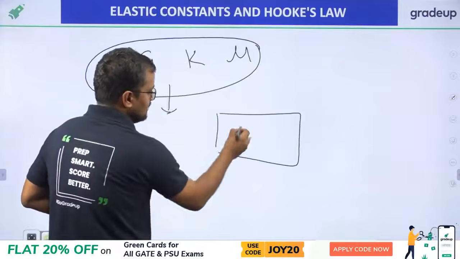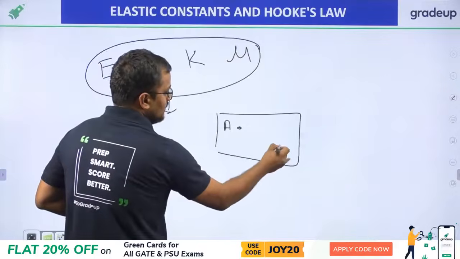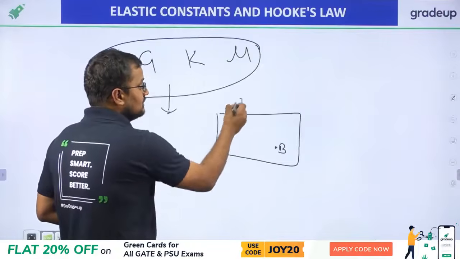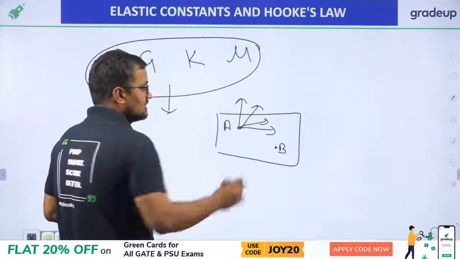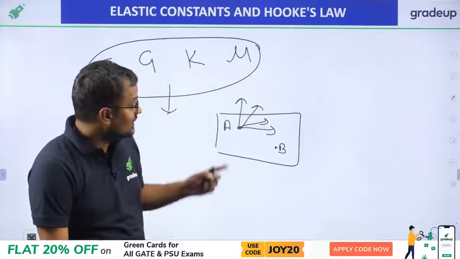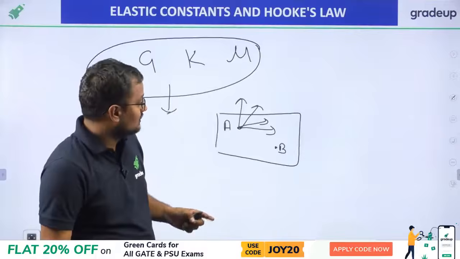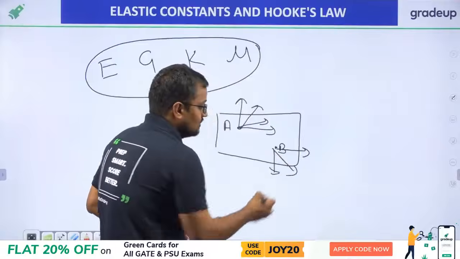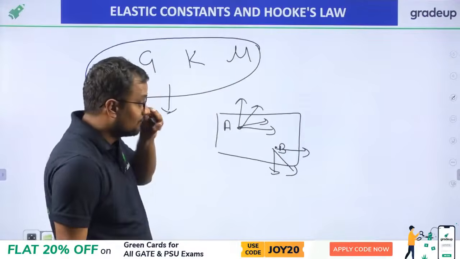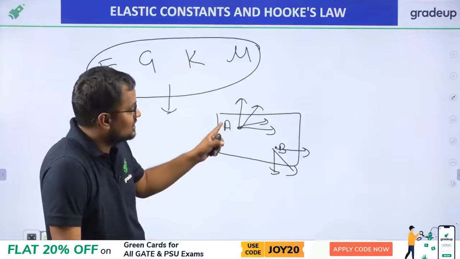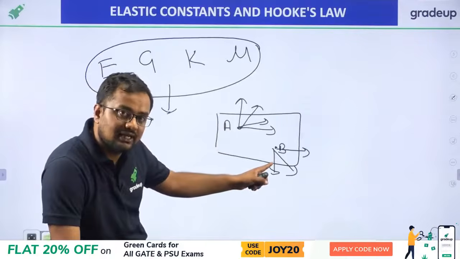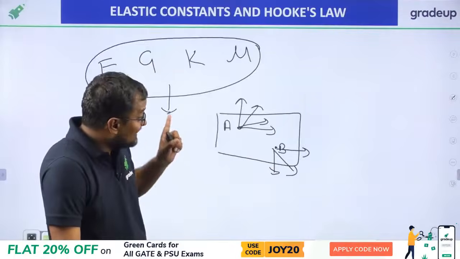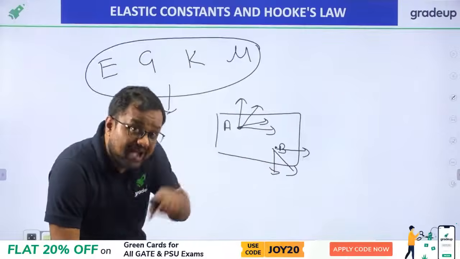Suppose this is a body, and this is point A and this is point B, my friend. If at point A the property in any direction is the same, then this is called isotropic. Similarly, if at B the property in any direction is the same, then it is called isotropic. If at A the properties in all directions are the same, and at B the properties in all directions are the same, then it is called isotropic material. Property at A and property at B might be different.